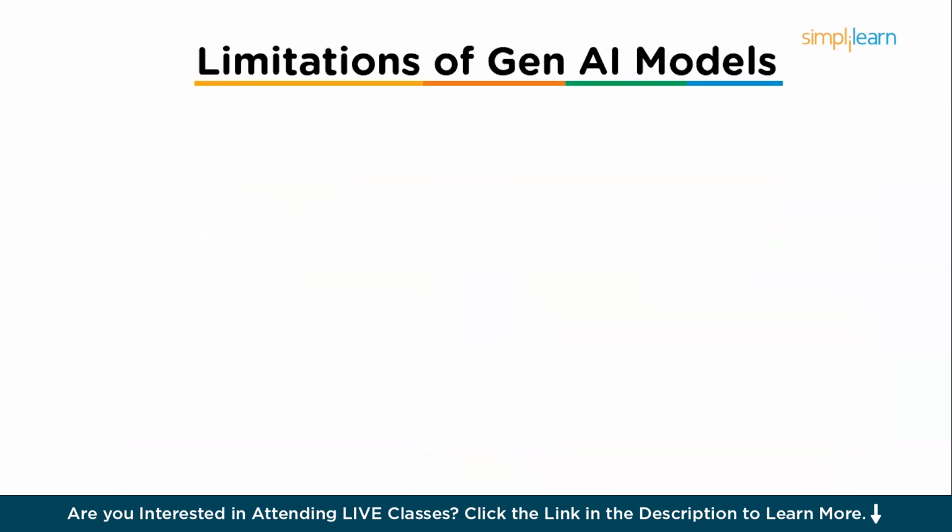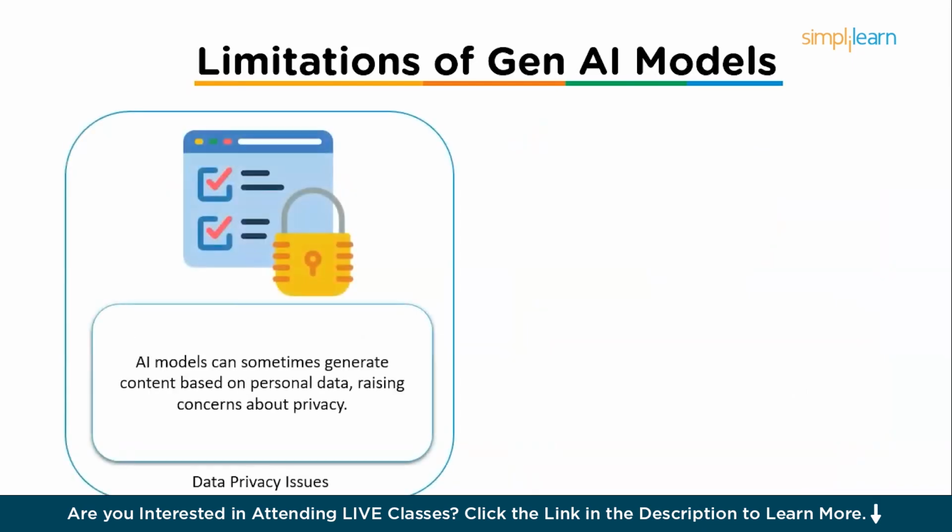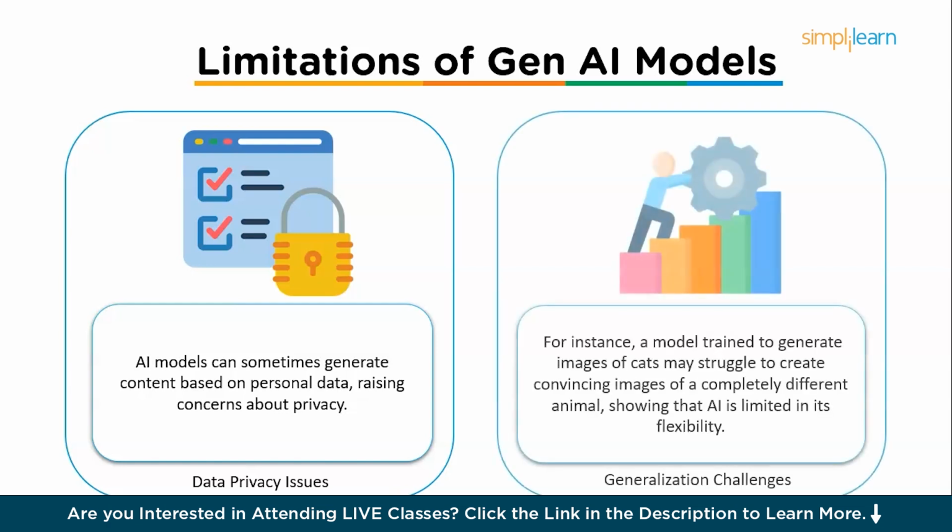Now, moving on, we have data privacy issues. AI models can sometimes generate content based on personal data, raising concerns about privacy. This is especially problematic in areas like healthcare, where sensitive data can be inadvertently shared or misused. Now, moving on to the next one, we have generalization challenges. Generative models are great at specific tasks but struggle with broader generalization.